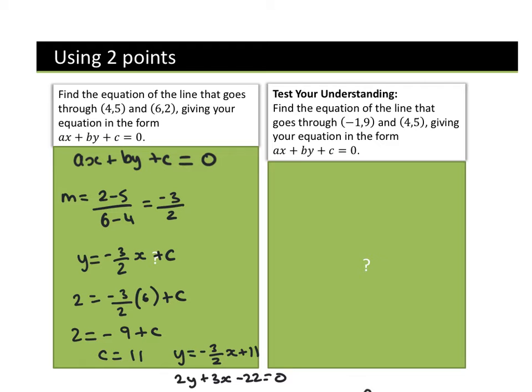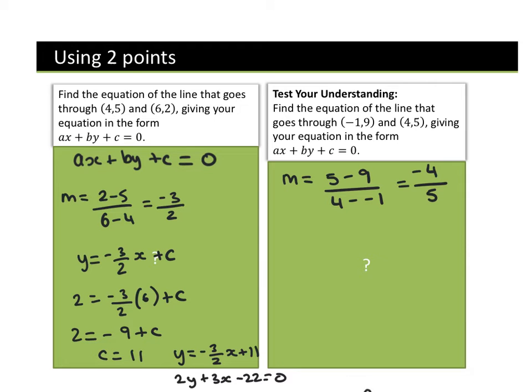So when you're given 2 points, step 1, we're going to find the gradient. Okay, so we're going to have 5 minus 9 over 4 minus minus 1. 5 minus 9 is negative 4. 4 minus minus 1 is 5. So our gradient is minus 4 over 5.